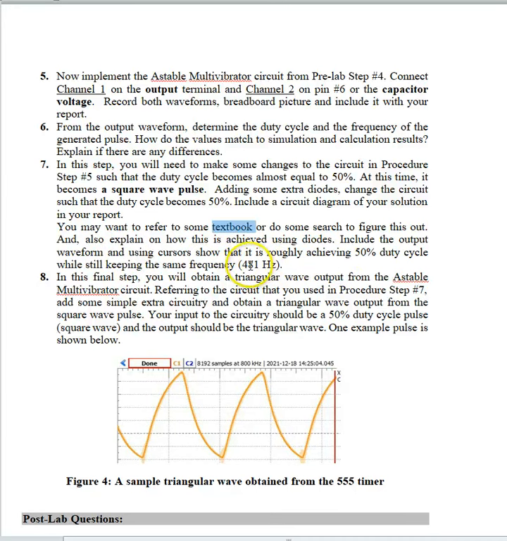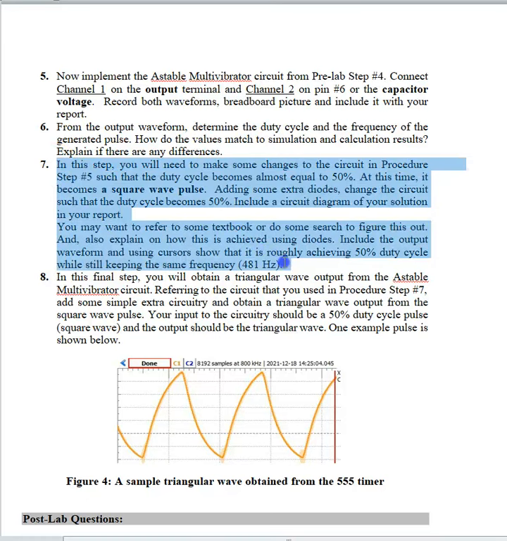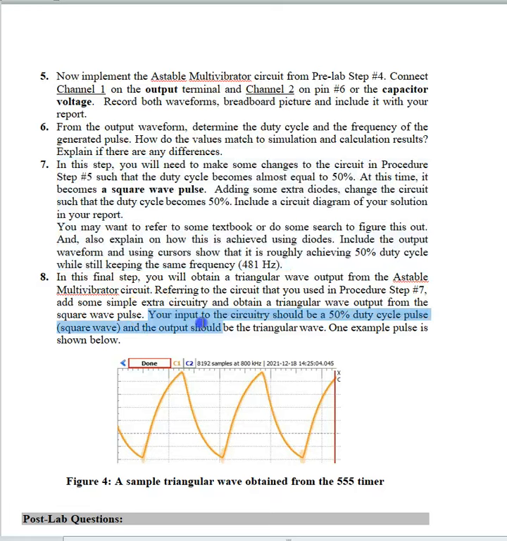And finally, once you get a 50% square wave pulse, you will convert this into a triangular wave. So you'll use this circuit, but with some additional circuitry that converts this into a triangular wave, something like this one. So try to make it look like this as much as you can.